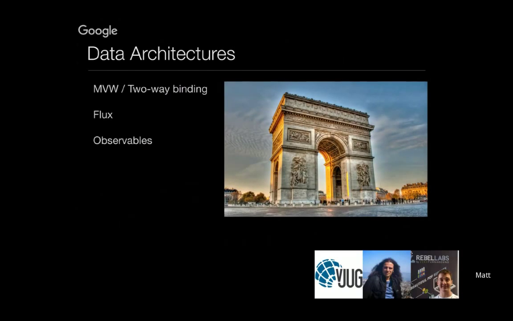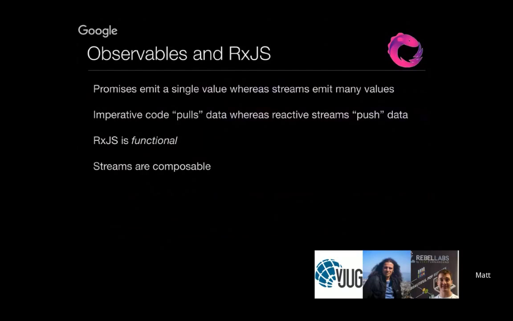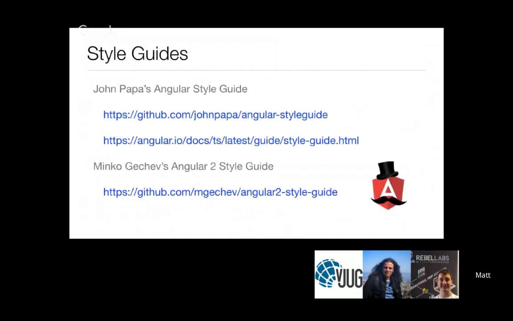And RxJS and observables is becoming kind of the most common way that I've seen it done. Promises emit a single value, whereas streams emit many values. And so that's how observables come into play instead of promises just getting one. Observables take advantage of what we're seeing in the back end with reactive architectures, where we can talk to streams and get that from those streams. So it's a very cool thing, and obviously that would be a whole presentation on its own.